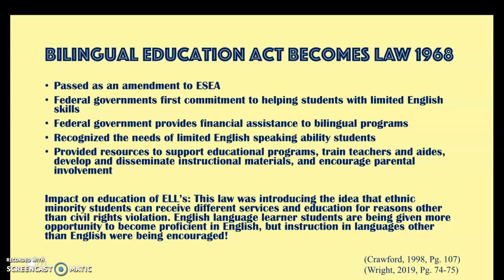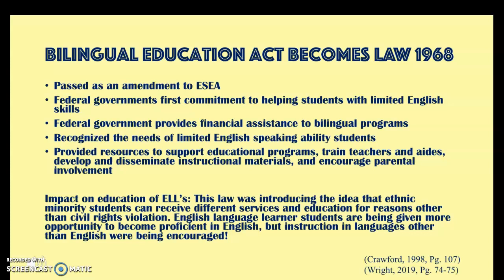In 1968, the Bilingual Education Act became law. This law passed as an amendment to the Elementary and Secondary Education Act of 1965. This law was the federal government's first commitment to helping students with limited English proficiency skills. It was recognized that these students have special educational needs, and to uphold equal educational opportunity, bilingual programs that would address those needs must be federally funded.